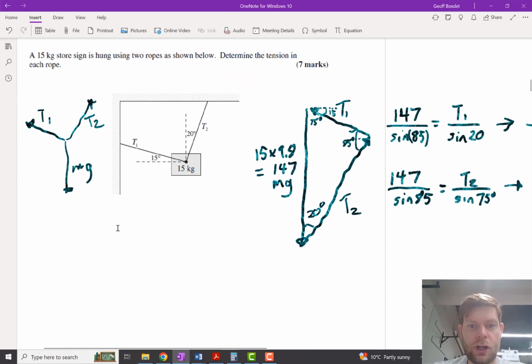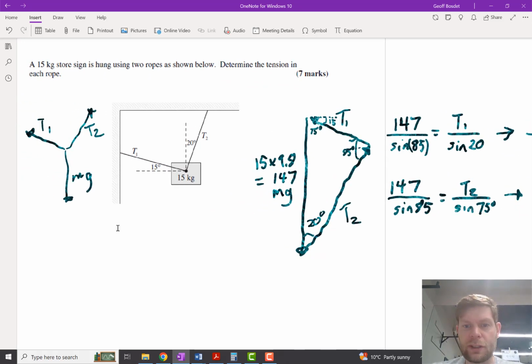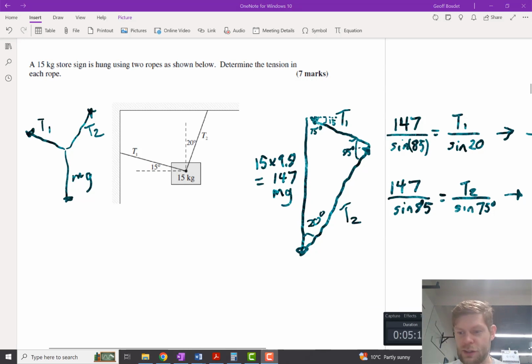So yeah, we just draw all our vectors tip to tail to make a little force triangle where we come back to where we started, and then use sine or cosine law to solve for what we need. That is how you do a sine law style question.